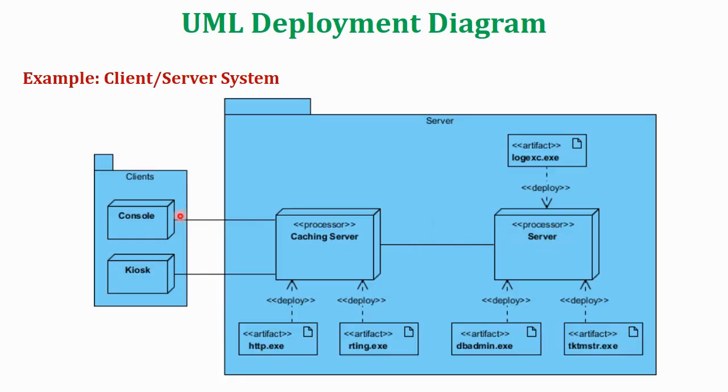Now whenever the client sends a request, it is passed to the caching server. The caching server stores the recently executed information. If the information is present in the cache server, it will send it directly to the client, so the client gets the response immediately. Suppose the expected information is not present in the cache server, the request is immediately forwarded to the original server.